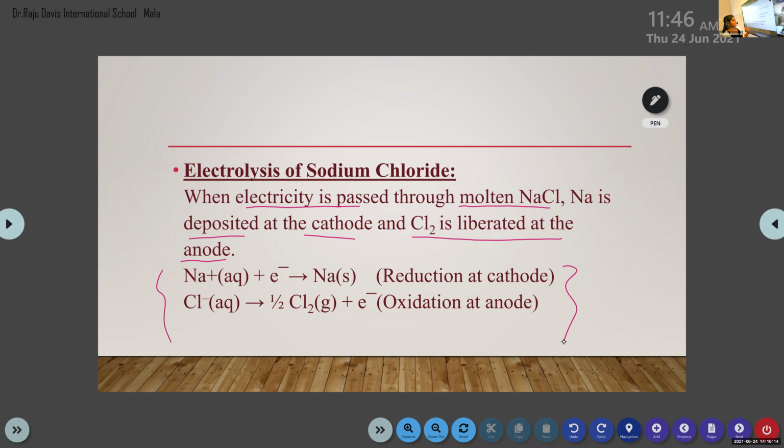Because there is only one cation and one anion here, right? It's just melted, with no water molecules, it is not dissolved. It is in just a melted state. So only two types of ions are there, sodium ion and chloride ion. So sodium is deposited at the cathode and chlorine is deposited at the anode.